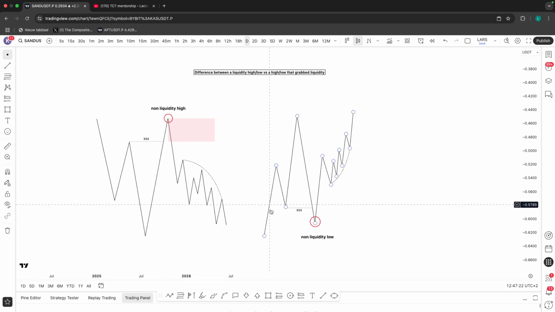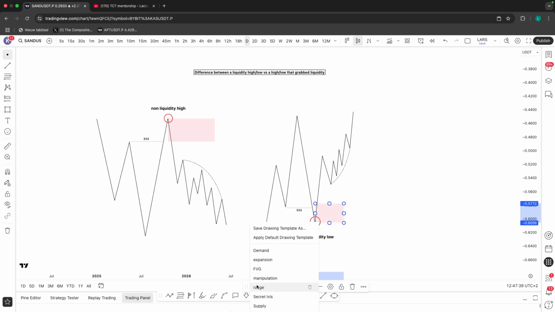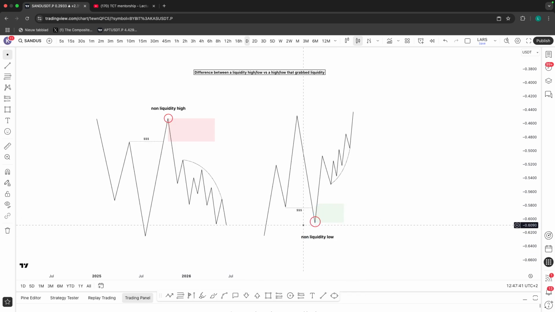The exact same thing applies from a liquidity low perspective. If we have a low right here, and this low grabbed the liquidity from that low and got a V-shaped move back up, creating inefficiency, most likely also creating some sort of a demand POI, this is not a liquidity low, because the purpose of the low wasn't to generate liquidity, it was to grab liquidity on the left.